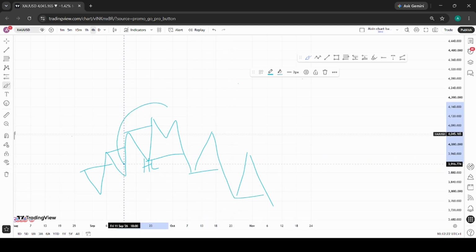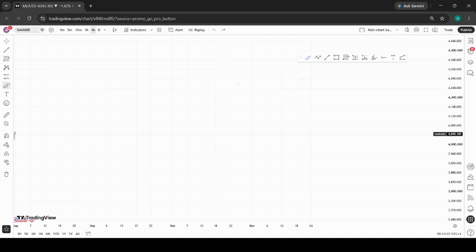So what you see here now is a clear sign of change of character. Can you see it? Price is telling you that I'm going to reverse any moment from now, going from bullish to bearish, or any moment from now, going from bearish to bullish. This is a clear sign of change of character. Now you understand what change of character is.